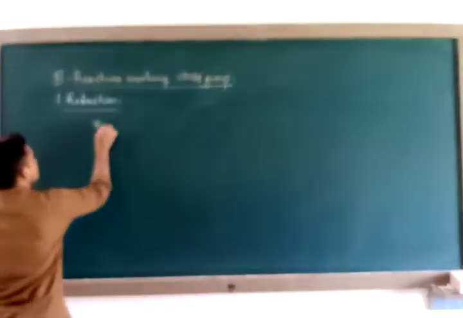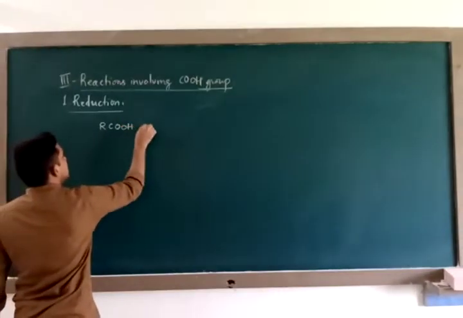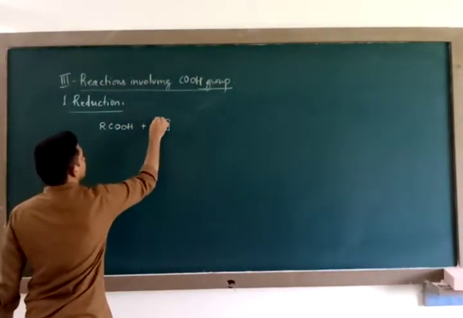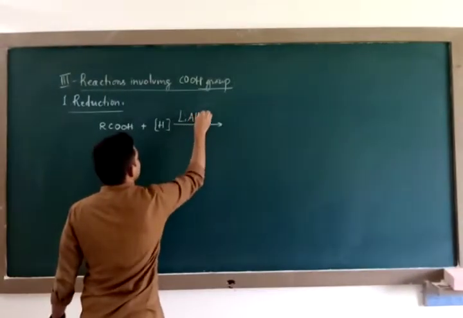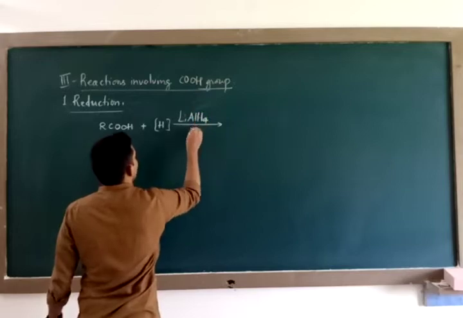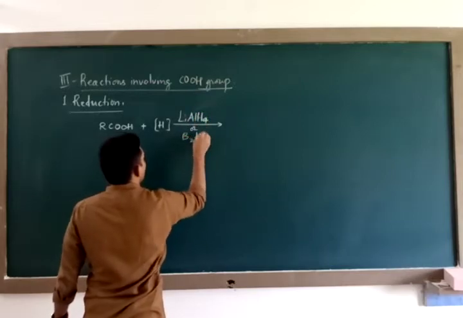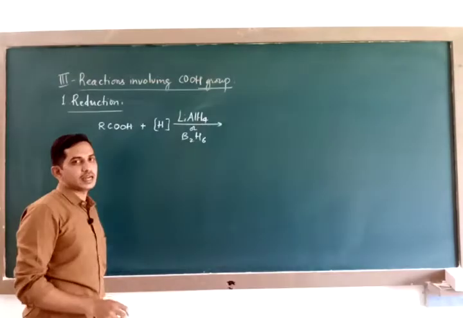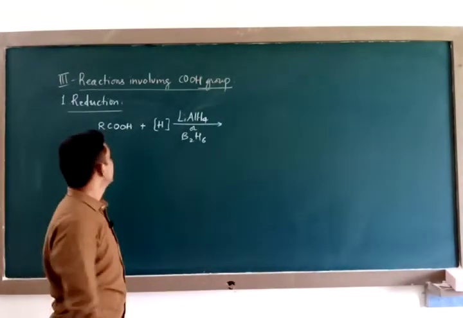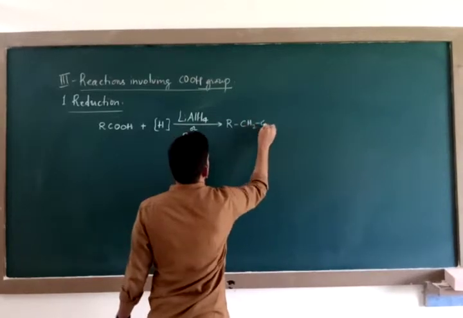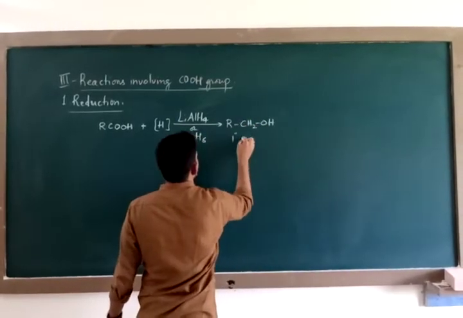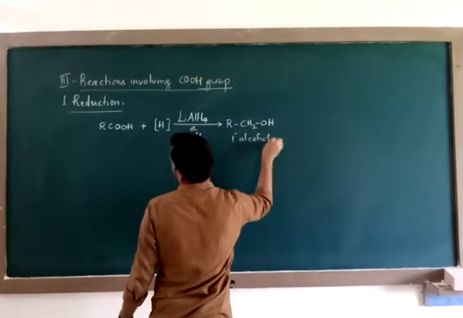Whenever a carboxylic acid is reduced using lithium aluminium hydride, or B2H6, which is diborane, choose any one of them, then you will get RCH2OH. You will get primary alcohol.